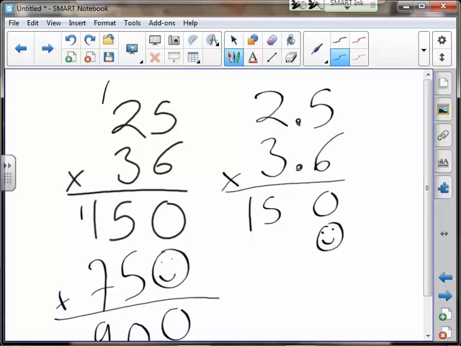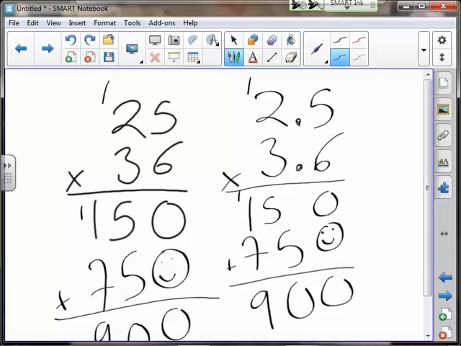Preach it. And then we have 3 times 5 is 15. And then 3 times 2 is 6, plus 1 is 7. And I'm going to add these up, and I have 0, 10, and 9, and it's the exact same answer.